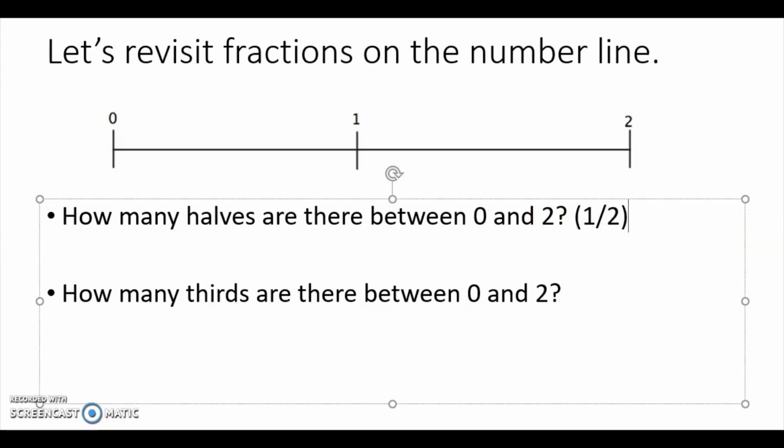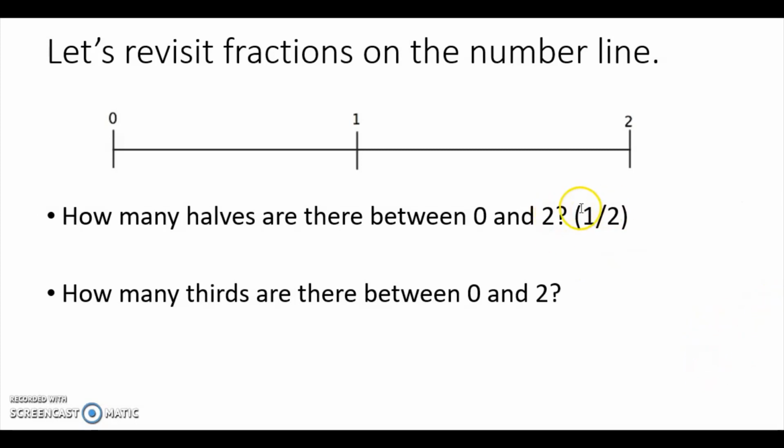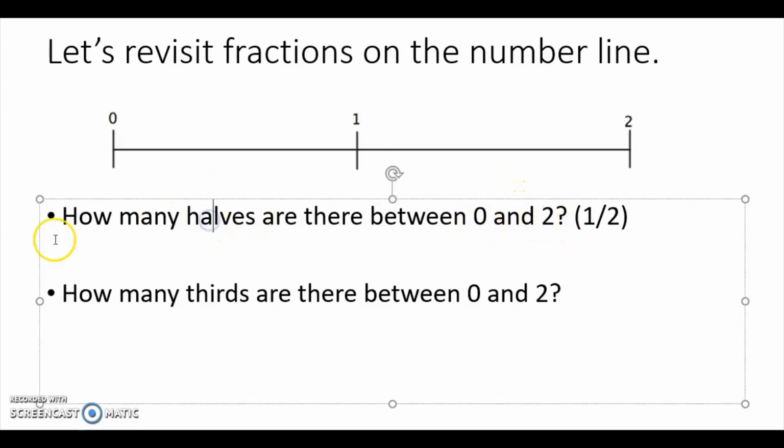You guys all did well on that assignment, so good job. So it's 1 out of 2. How many halves? Well, between 0 and 1, we have 2 halves. 1 half, 2 halves. Between 1 and 2, we have 2 halves. 1 half, 2 halves. So how many do we have all together between 0 and 2? We have 1, 2, 3, 4. So we have 4 halves.